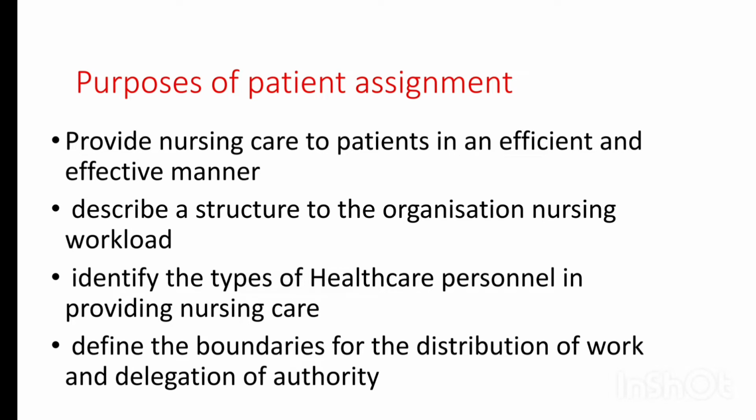method. Then identify the types of healthcare personnel in providing nursing care. Maybe professional nurses or non-professional nurses for some aspects. So we should know what type of healthcare personnel is required. Then define the boundaries for the distribution of work and the delegation of authority. By the patient assignment method, we can assign the particular task to different types of personnel.